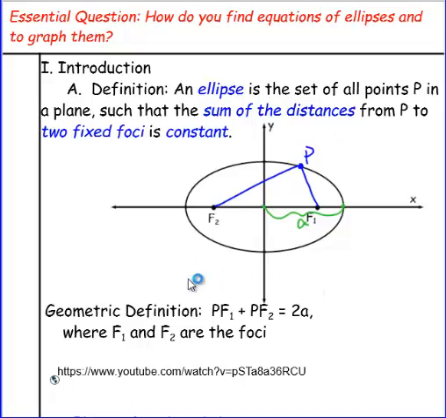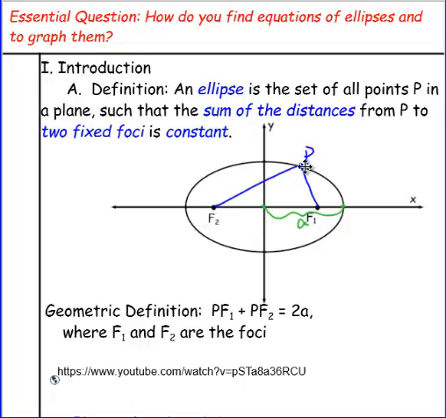All right, so we're going to talk a little bit about some characteristics of ellipses. The definition is that an ellipse is the set of all points. The points they're talking about there are all the points that would be on the ellipse. I have one example right here. In a plane such that the sum of the distances from P to two fixed foci is constant.